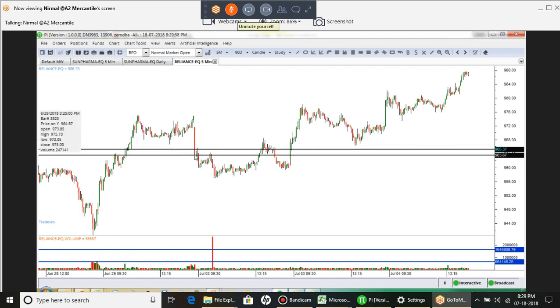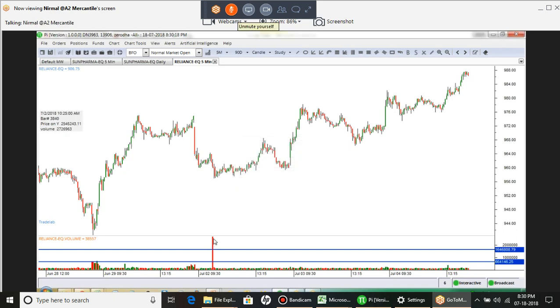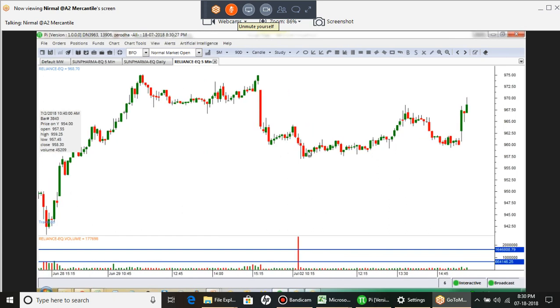This is 2nd of July, the first trading day of the month. Correct? I'm removing this black line, okay? Heaviest volume seems to have come at 1025. Okay? The 1025 level is this one. Yeah, 1025. The level is here. Agreed?